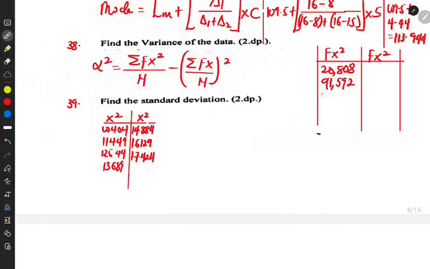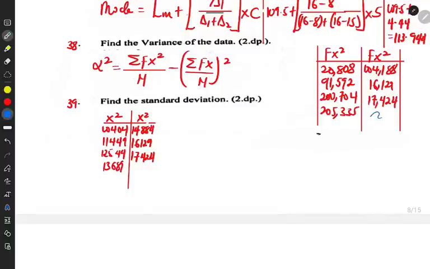So the third one is supposed to be what? 200,704. And the fourth one we have what? 205,335. Then the fifth supposed to have 104,188. And lastly we have 16,129 and 17,424. Here you must work fast. Calculator should be your guide to work fast.